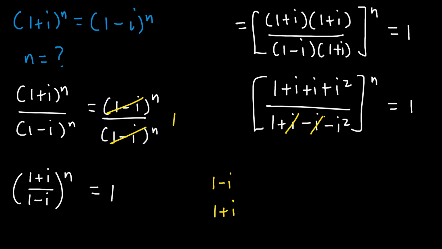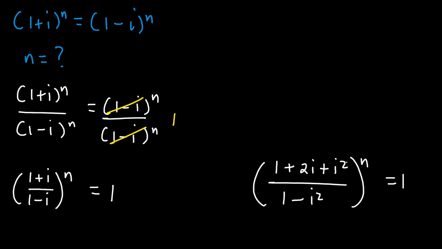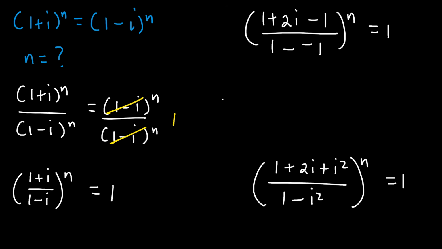This will cancel with that. And so we shall have (1 + 2i + i²) divided by (1 - i²) raised to the power of n equaling 1. And from complex numbers we know that i squared equals negative 1. So this will be (1 + 2i - 1) divided by (1 - (-1)) raised to the power of n equaling 1.